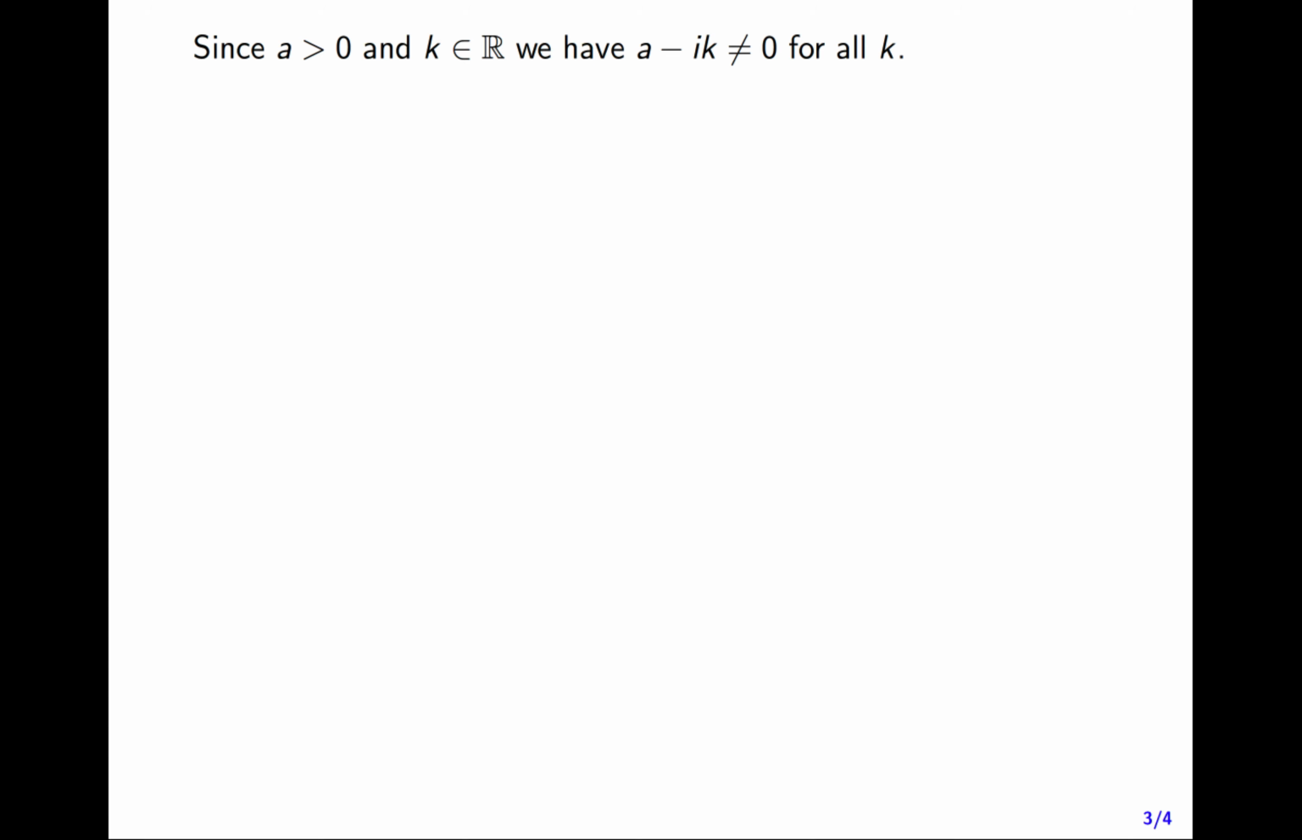So if a is positive and k is real, what does this mean? a minus ik is not 0 for all k. Because otherwise, what would happen? a equals ik. So then when k is 0, a would be 0, and that can't happen. And when k is non-zero, a would be purely imaginary. But a is positive, so it's real. What does this mean?